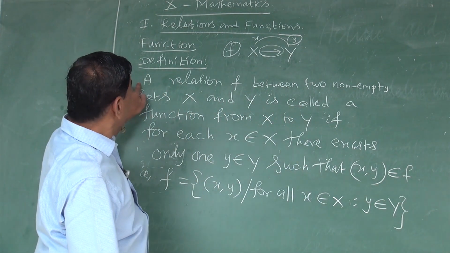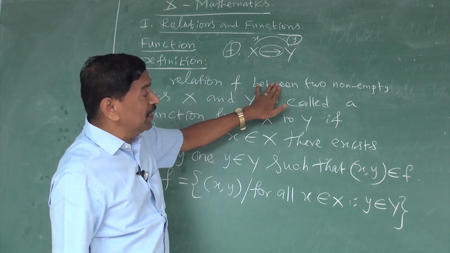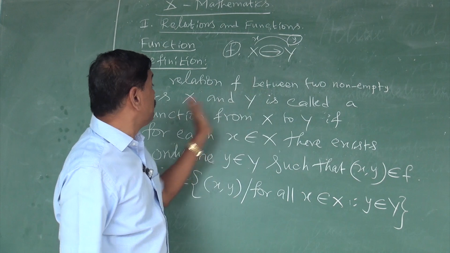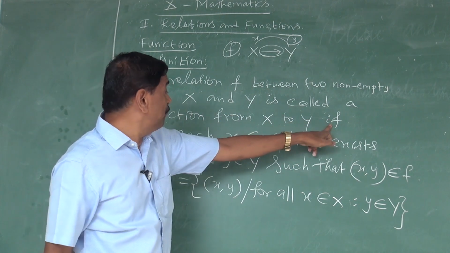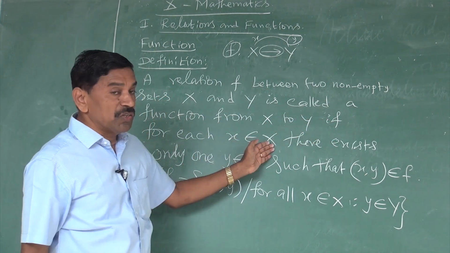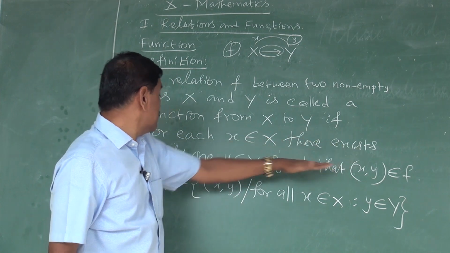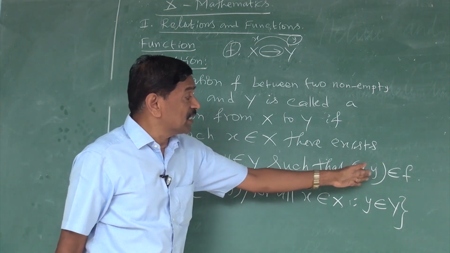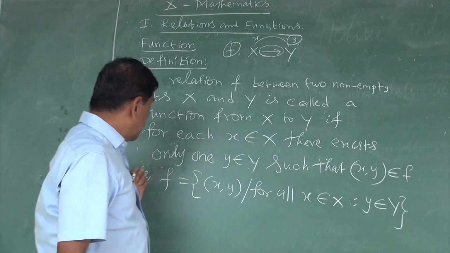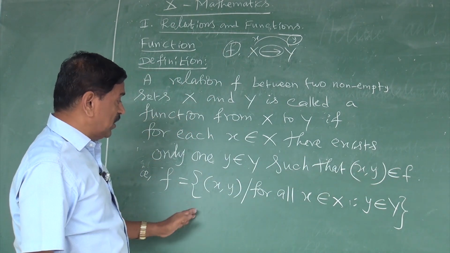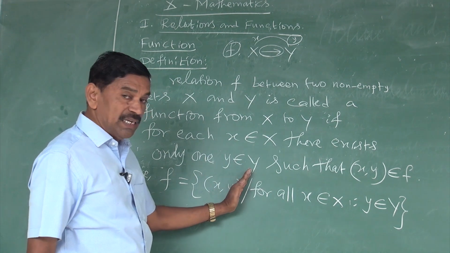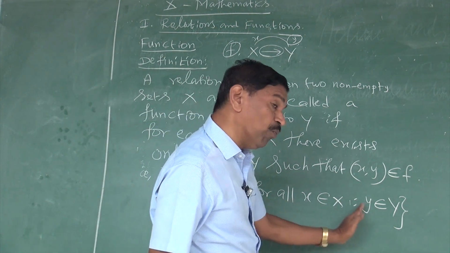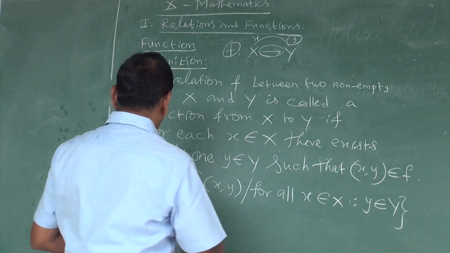Again listen, a relation f between two non-empty sets X and Y is called a function from X to Y if for each x belongs to X, there exists only one y belongs to Y such that (x, y) belongs to f. That is, f is equal to {(x, y)} such that for all x belongs to X, there exists only one y belongs to Y, which is the definition for function.